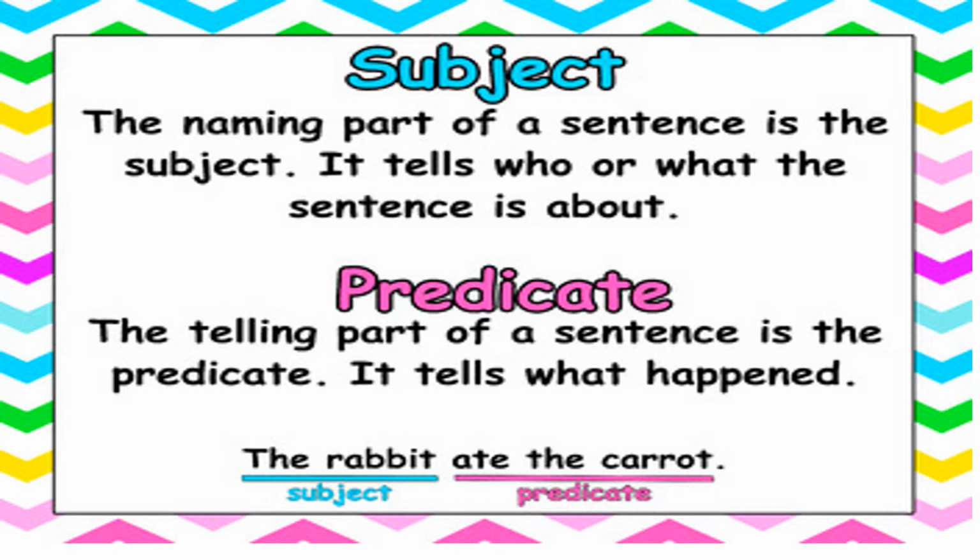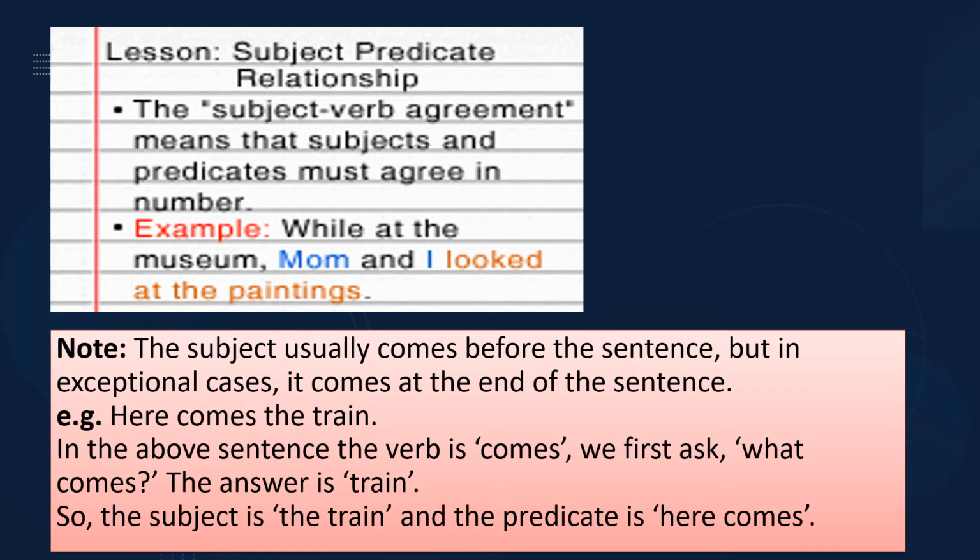The rabbit ate the carrot. Now here the subject is the rabbit. And what did he do? He ate the carrot. That is the predicate. Now, subject-verb agreement means that subjects and predicates must agree in number. For example, while at the museum, Mom and I looked at the paintings.